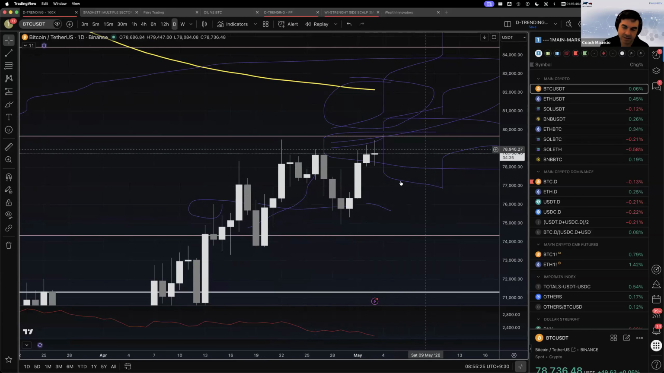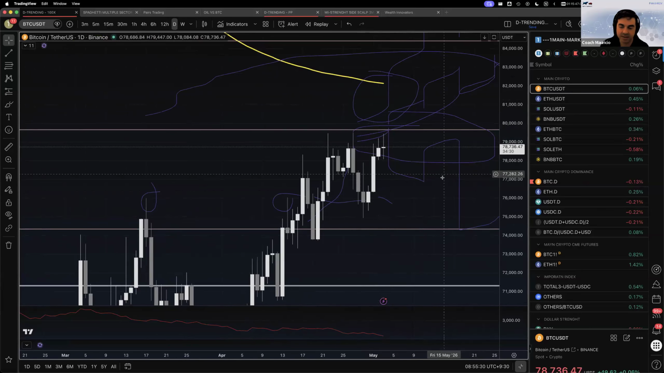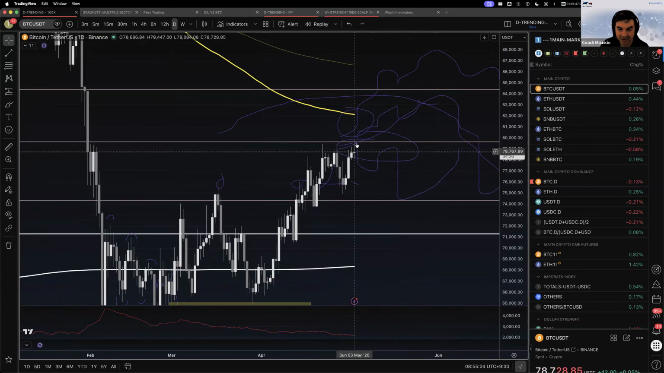But now let's try to figure out if this level is going to hold or if it's going to break at the end of the day, right? Would I go for any longs right here, preempting the breakout, or any shorts?